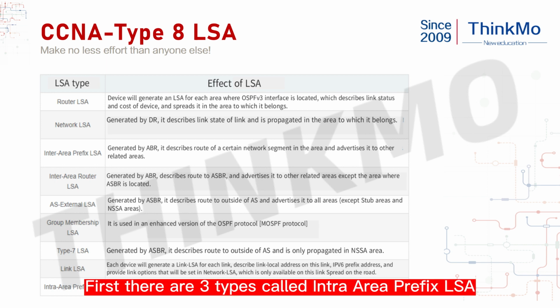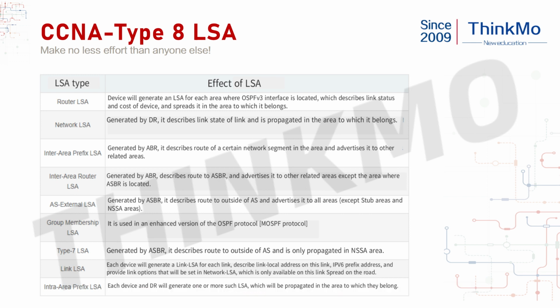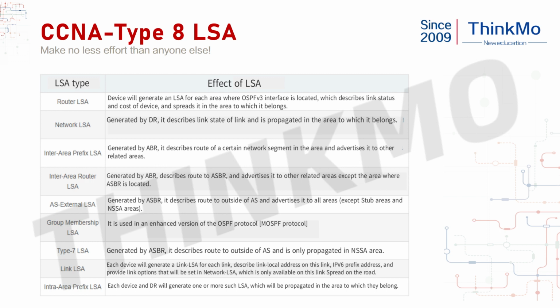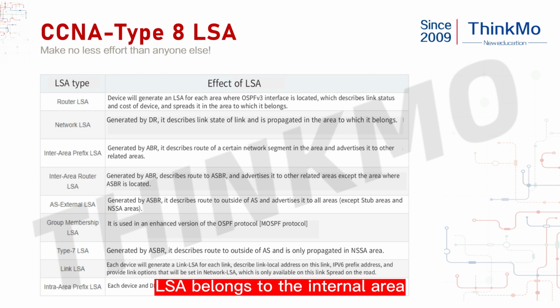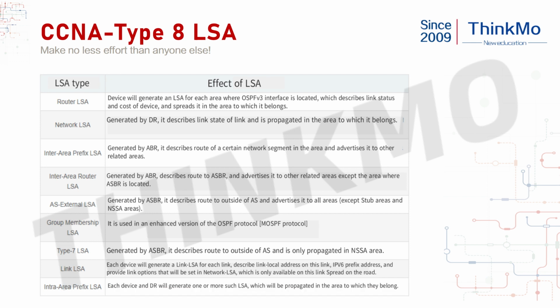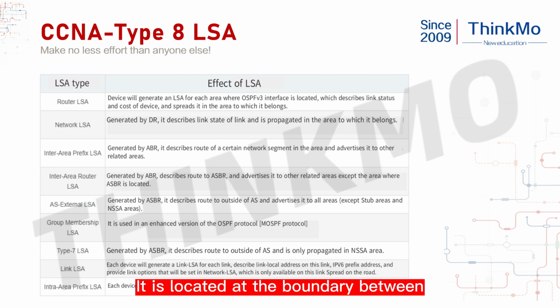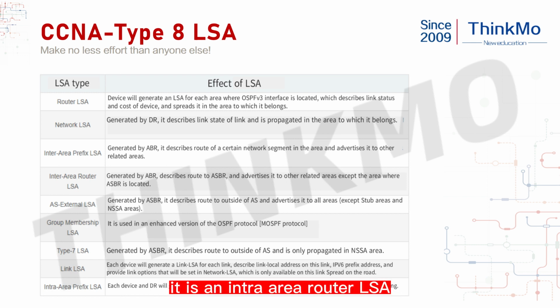First, Type 3 is called an inter-area prefix LSA. For example, one router between two areas is an ABR. Yes, that LSA belongs to the internal area. Type 4 LSAs are called inter-area router LSAs. So let's think about where the ASBR is. It is located at the boundary between OSPF and other protocols. That's for the interior of the region. It is an inter-area router LSA. There is not much difference between Type 5 and Type 7 LSAs.